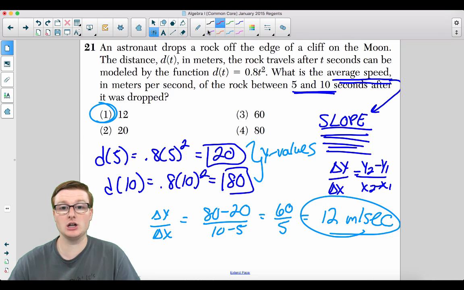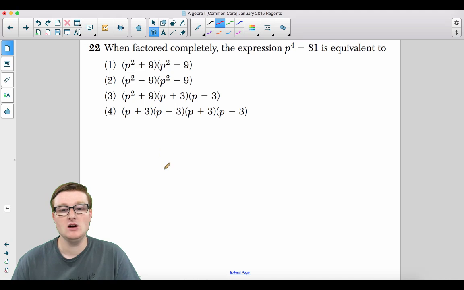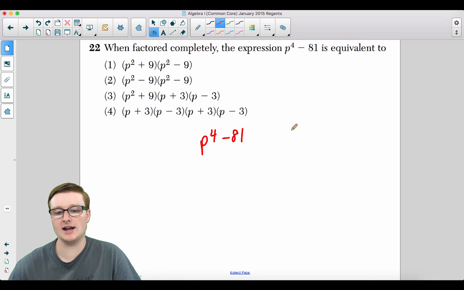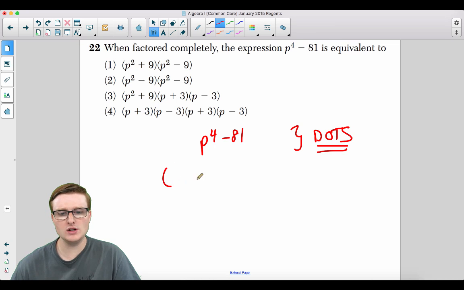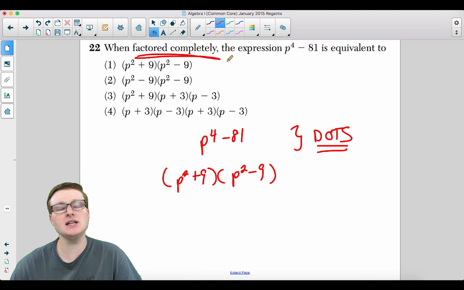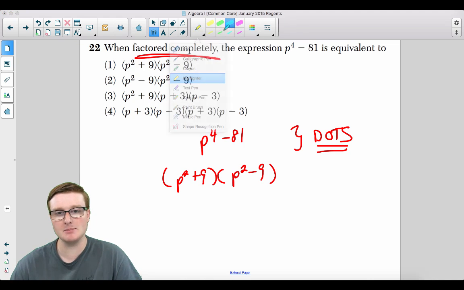Alrighty, moving along. 22. When factored completely, the expression p raised to the 4th minus 81 is equivalent to what? So p to the 4th minus 81, I hope that you could realize and just see it, that this is by the difference of 2 perfect squares. So when you factor this by the difference of 2 perfect squares, you get p squared plus 9, p squared minus 9. Now, when it says factored completely, obviously there's going to be more than one step.